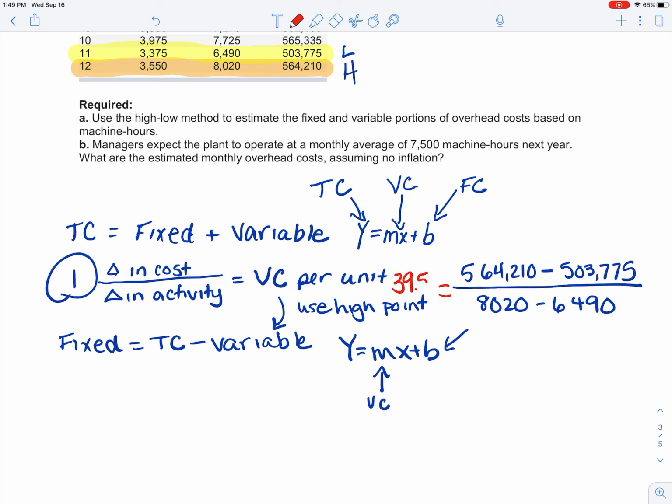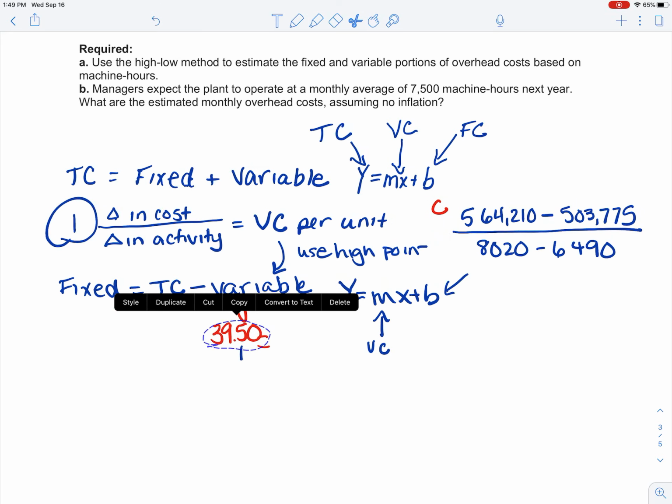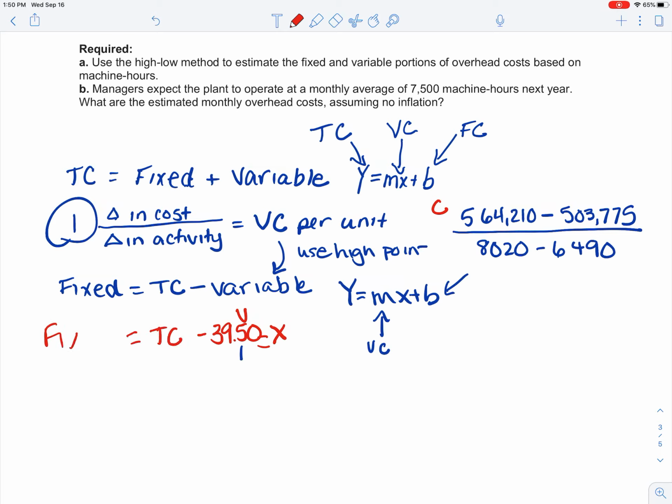$39.50. That's my variable cost. Now that I have that, I'm going to bring that down and plug it into my equation here. So I'm going to take this $39.50, bring it down here, and say my variable cost times X minus my total cost is equal to my fixed cost.